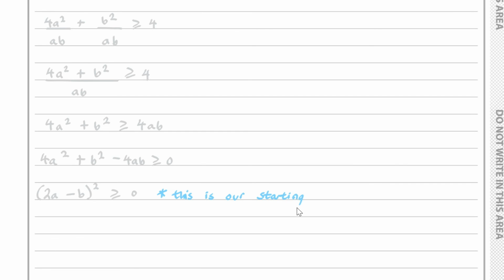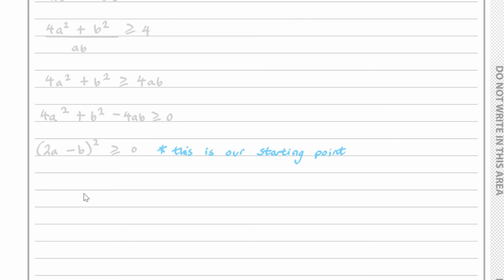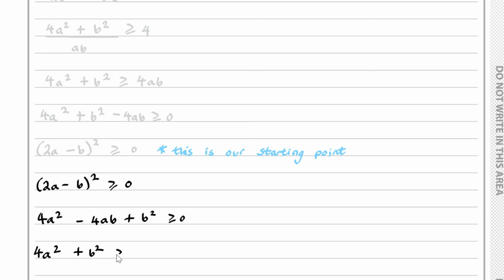Okay? And essentially, if we start off from here, we can work backwards to end up at this step over here. And if we do that, if we start off with 2a minus b all squared being greater or equal to 0, we can expand this out. So if we expand this out, we have 4a squared minus 4ab plus b squared being greater or equal to 0. And if I take this over to the other side, we have 4a squared plus b squared being greater or equal to 4ab.